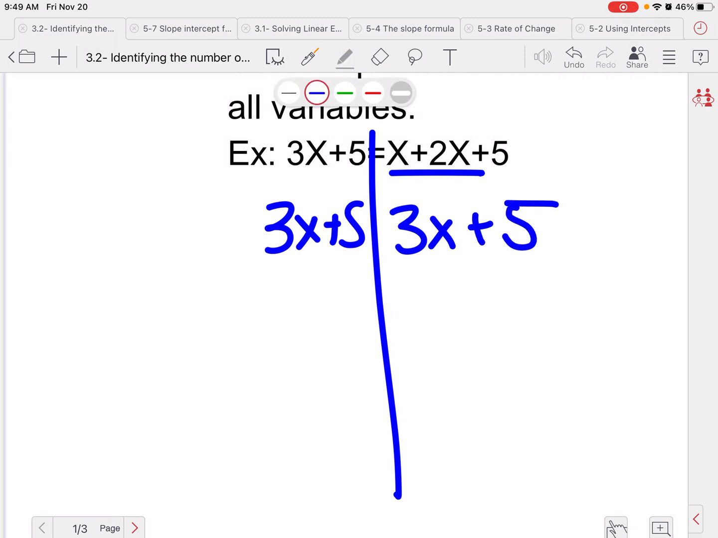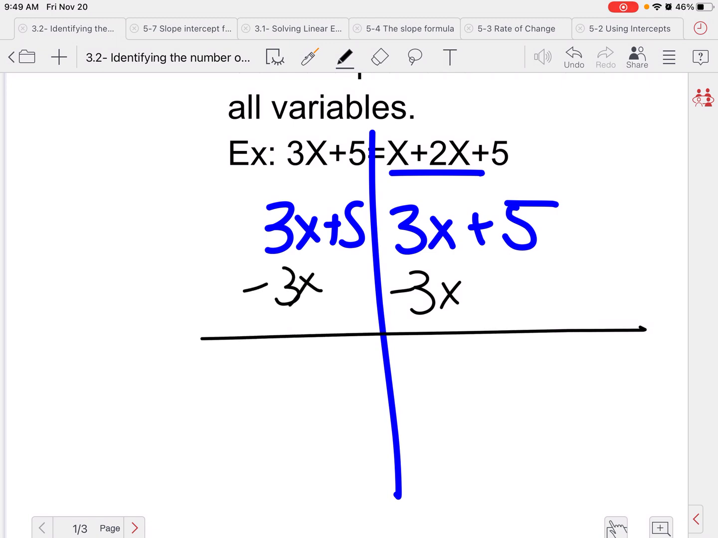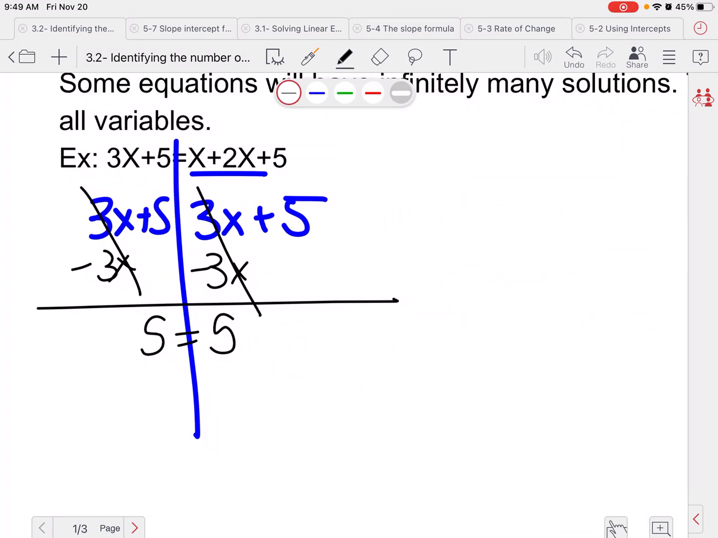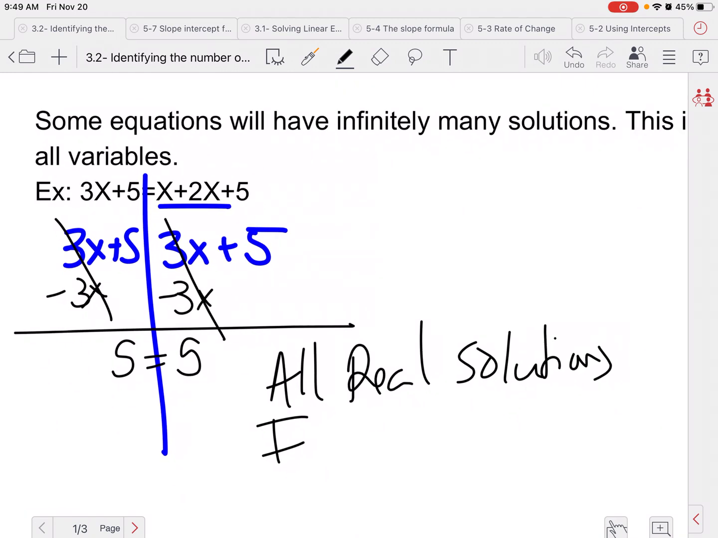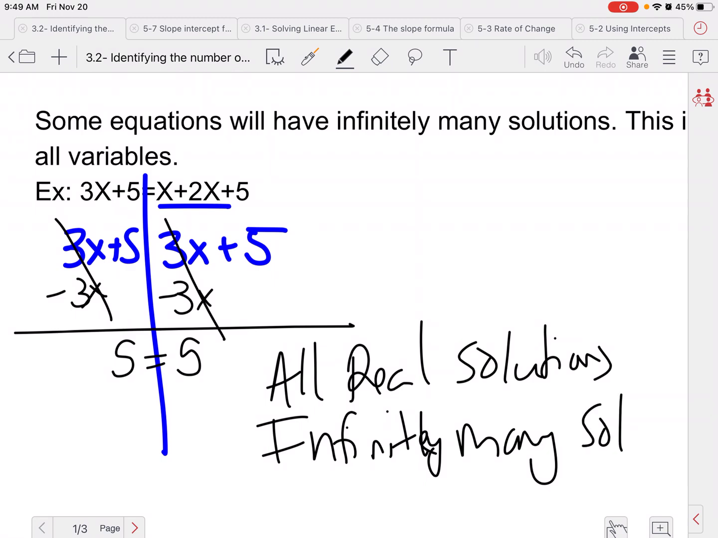Over here, I get 3x plus 5. Then I want to go ahead and get my variables together. So I'm going to subtract 3x from both sides. And this 3x and 3x cancel, and this 3x and 3x cancel. So I get 5 equals 5. That will always be a true solution. 5 will always equal 5. So this would be all real solutions. Or sometimes we call this infinitely many solutions. Infinitely many solutions. Okay?